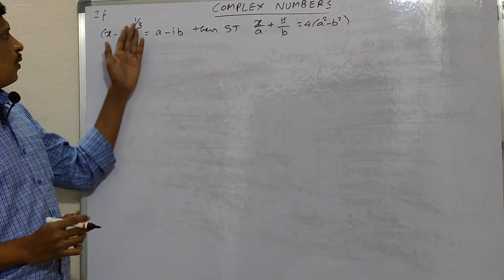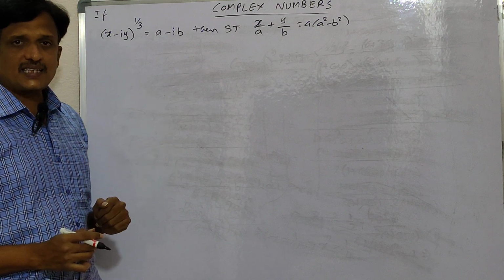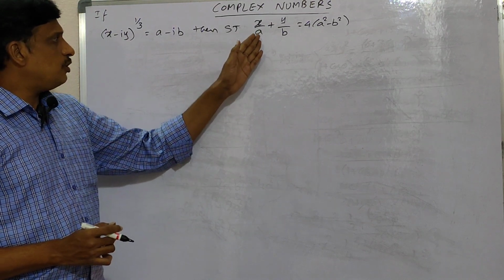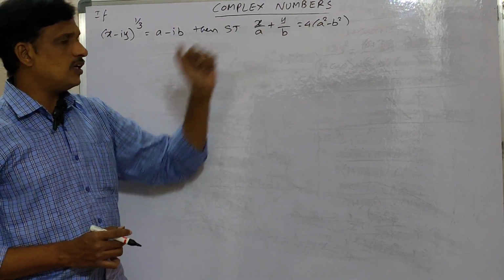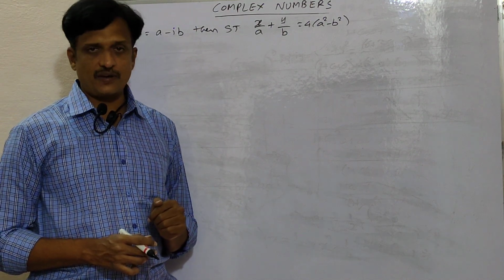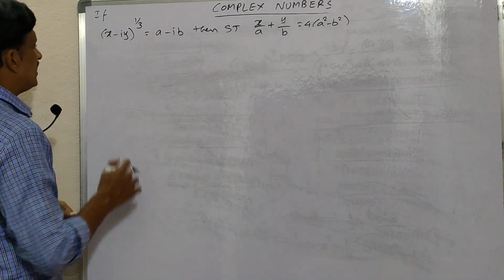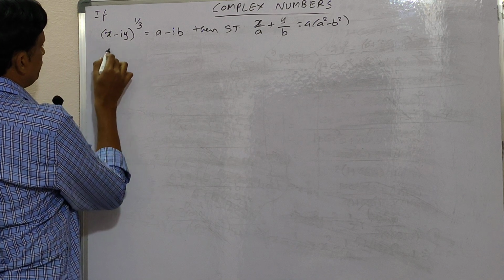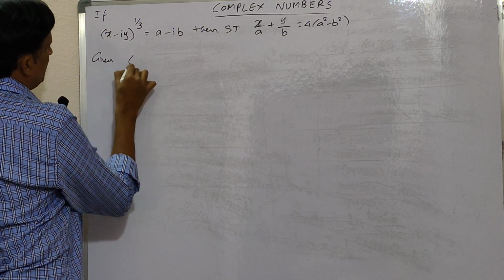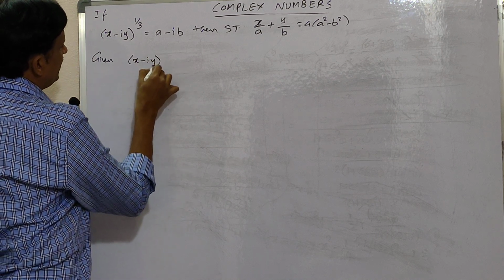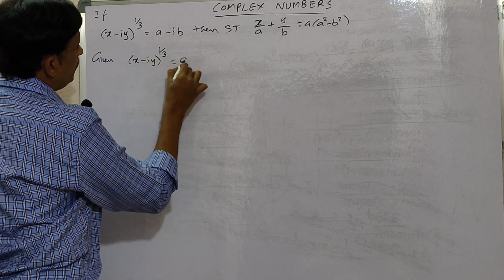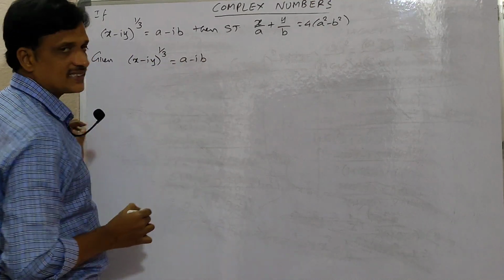x minus iy whole power 1 by 3 is given by a minus ib. We have to show that the value of x by a plus y by b is equal to 4 times a square minus b square. So now consider the given one. x minus iy whole power 1 by 3, which means cube root, is equal to a minus ib.